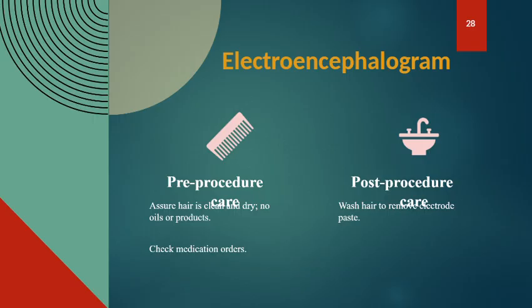We must also check for medication orders because some medicines, such as sedatives, tranquilizers, anti-seizure medications, or stimulants, may need to be held prior to testing based on provider instructions. This is crucial because these medications can suppress or mask abnormal brain activity, leading to inaccurate results. The LPN should never independently withhold medications, but should clarify orders with the provider.